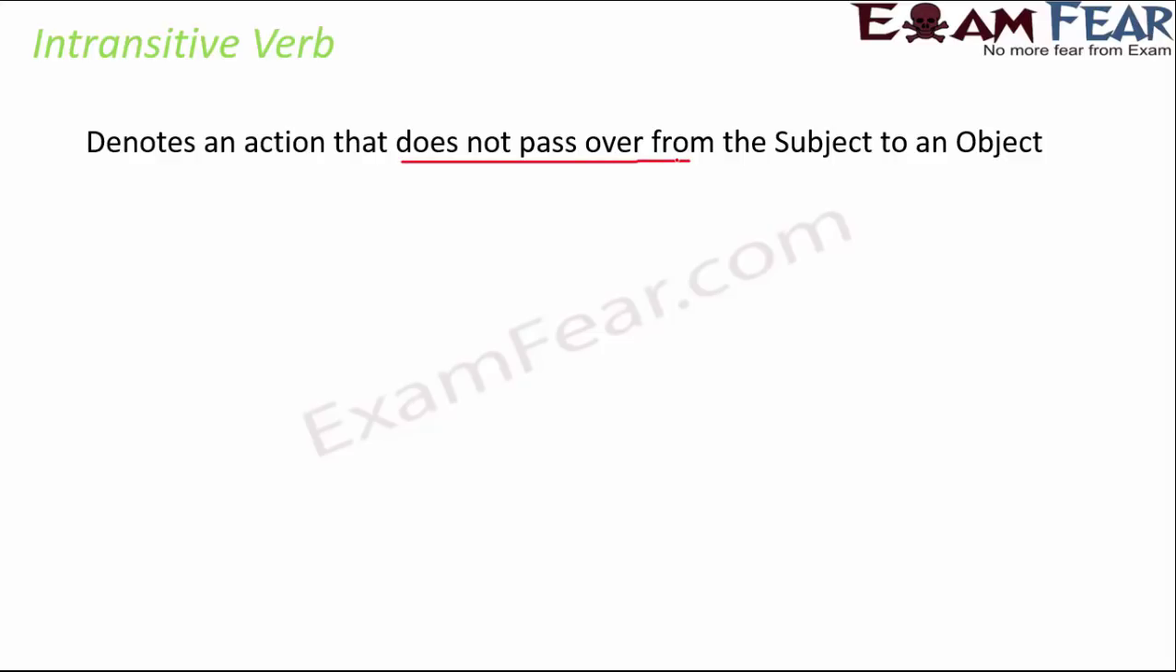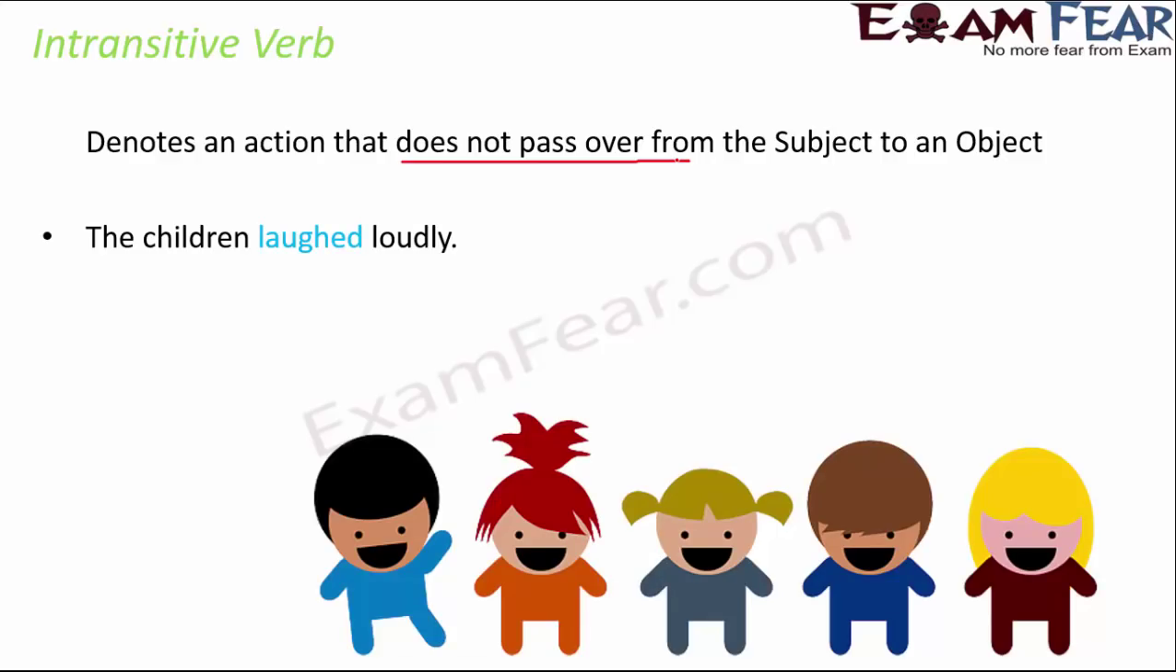Now, one very easy way to identify whether a given verb is transitive or intransitive is that you first identify the object. If there is no object at all, then most likely it is going to be an intransitive verb. Let us look at this example. The children laughed loudly. So here, laughed is the verb.